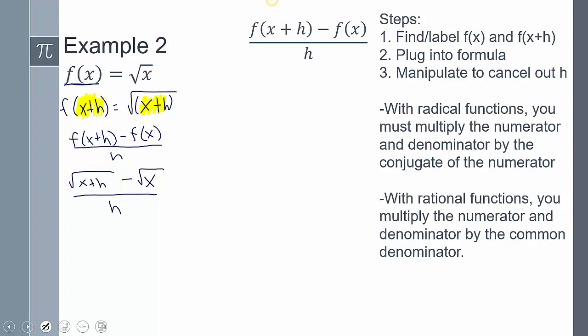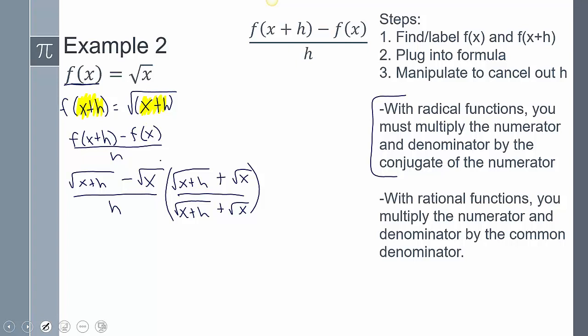Now this is where it gets a little tricky. How do I cancel out the h? There's a secret that you have to remember, and I have it listed here. With radical functions, you have to multiply the numerator and the denominator by the conjugate of the numerator. So the statement's the same, x plus h and root x, but I change the symbol. That's a plus instead of a minus. And I have to do that to both the numerator and the denominator.